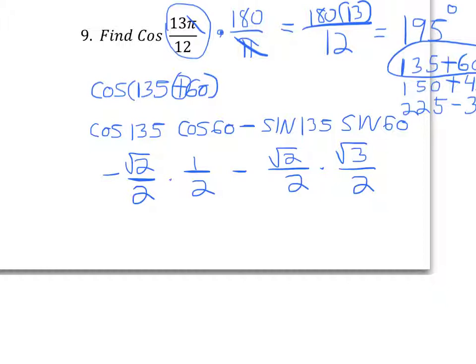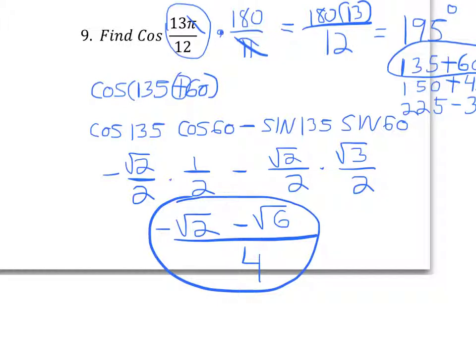You can see a lot of these same numbers repeat. This is just going to give me negative root 2, minus root 6 over 4. So once you know what angles they are, using the formula is very easy. Here we had to add a step: change it from radians to degrees, and then it's very easy to come up with the two angles that add or subtract to, in this case, 195 degrees. So this is an example when you have it originally in radians.